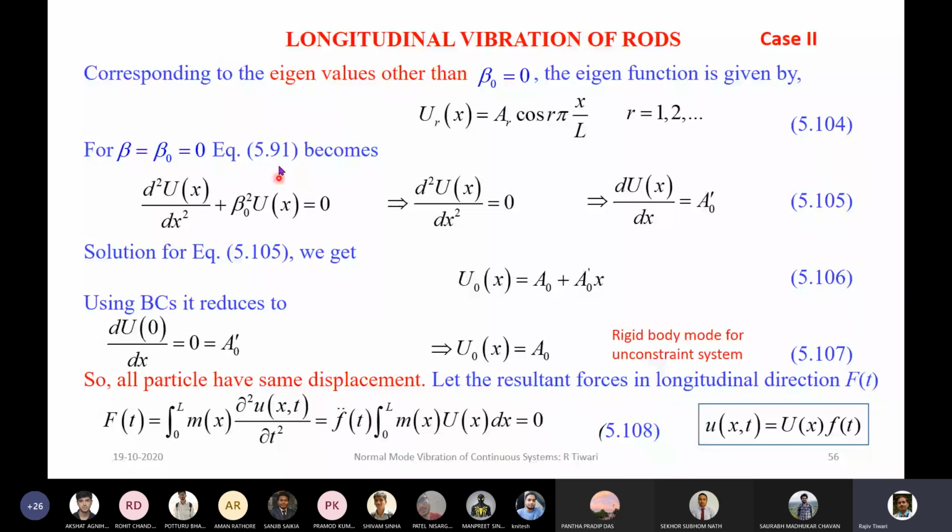We go back to the equation of the eigenvalue problem and substitute beta. Beta naught is 0, so this quantity is 0, and then we get this. If we integrate this once, we get some constant on this side. If we integrate twice, we get another constant. So a naught and a naught prime, two constants, will be there corresponding to beta equal to 0. The other form corresponds to all other natural frequencies other than the zero natural frequency.